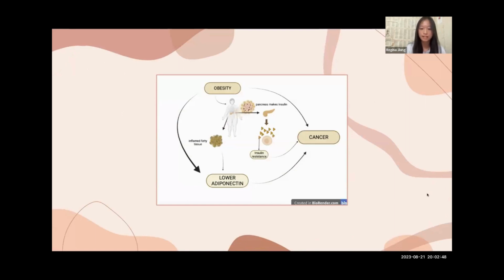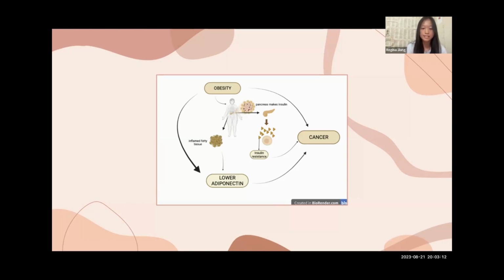So this is just a figure that shows an individual with obesity, and this can then lead them to have insulin resistance, and or they can have inflamed fatty tissue or adipose tissue, and that would lead to lower adiponectin levels. This can both contribute to the progression or development of cancer.